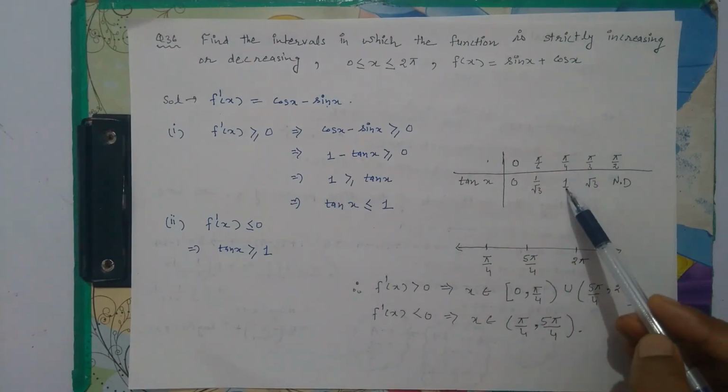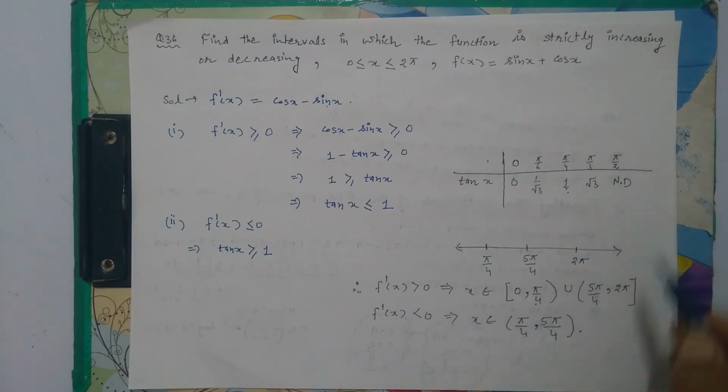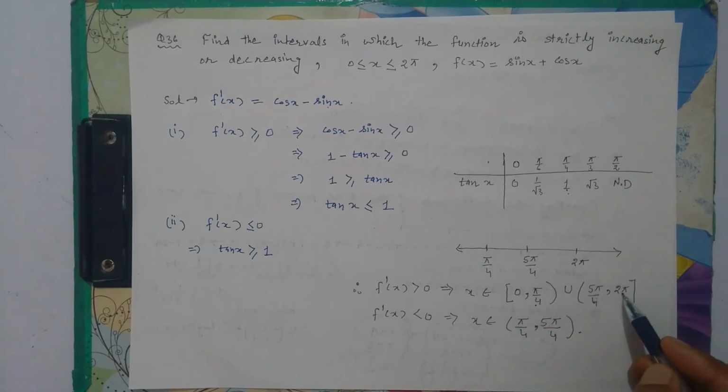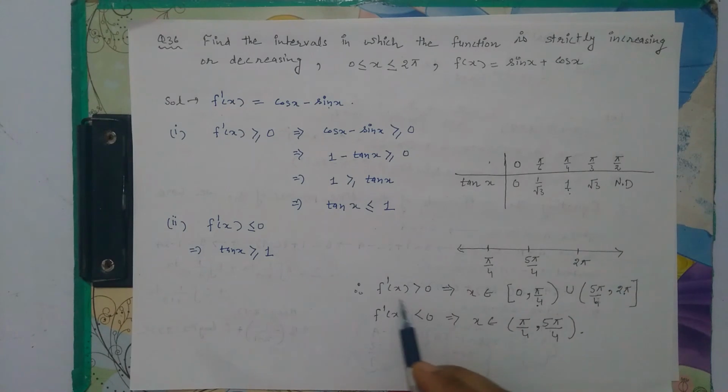So at pi by 4, tangent x is equal to 1. So we write here 0 to pi by 4. Again from 5 pi by 4 up to 2 pi, tangent of x is less than or equal to 1. So the given function is strictly increasing when x belongs to closed open bracket 0 to pi by 4 union open closed bracket 5 pi by 4 to 2 pi, and in between, pi by 4 to 5 pi by 4 open bracket, the given function is strictly decreasing.